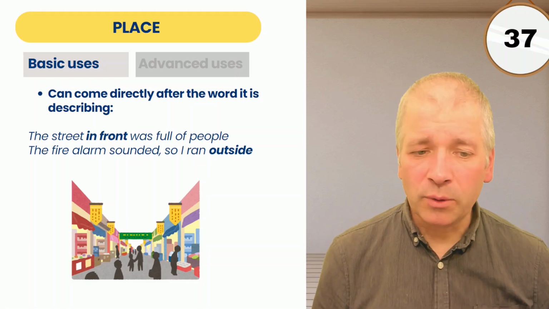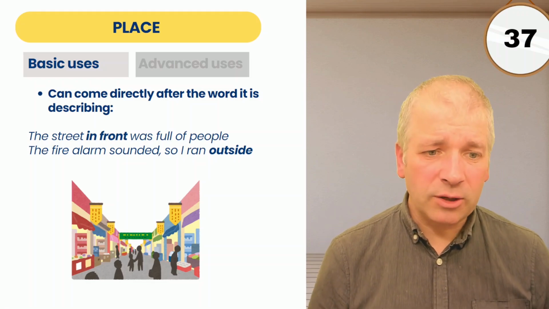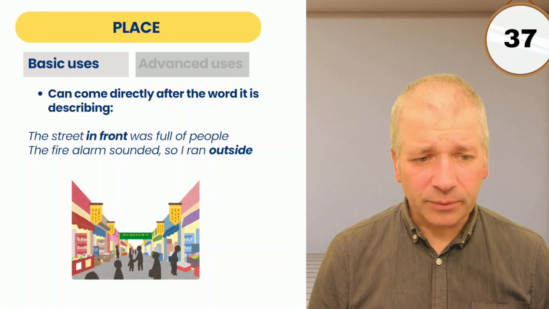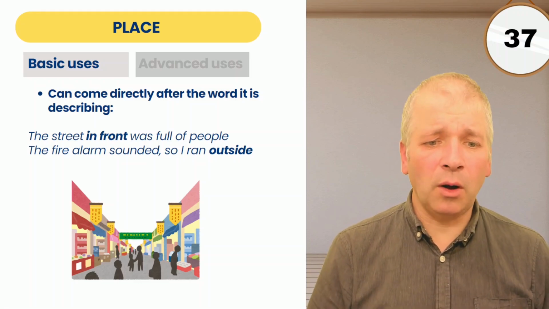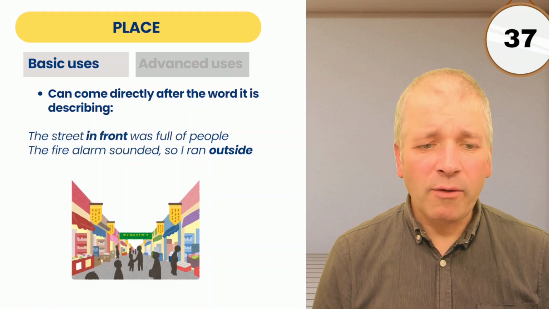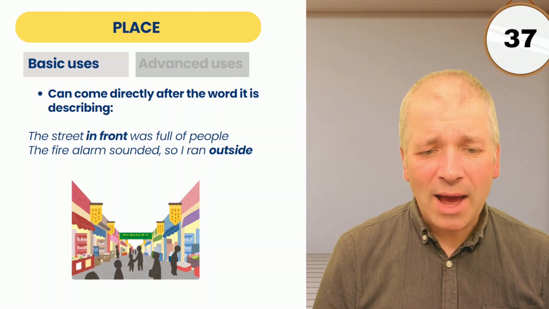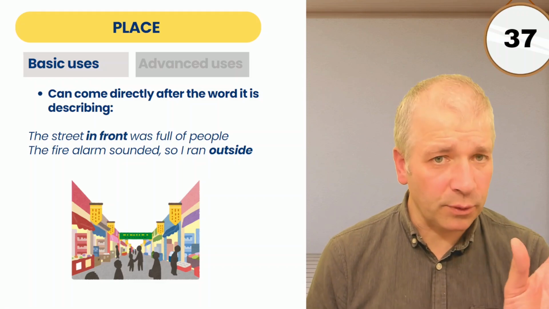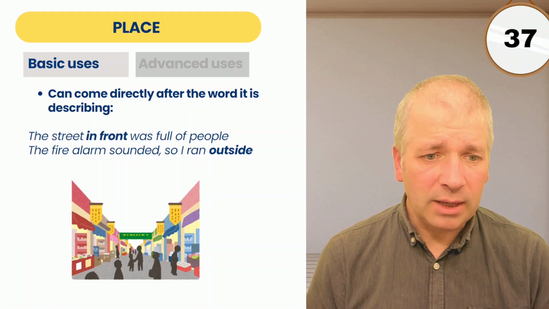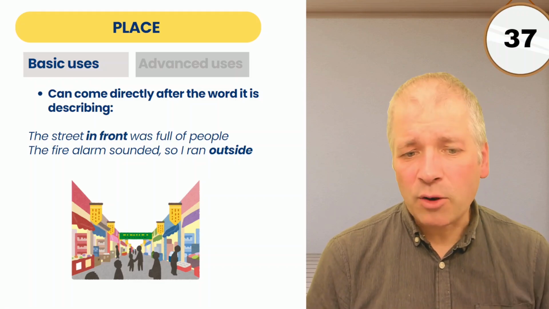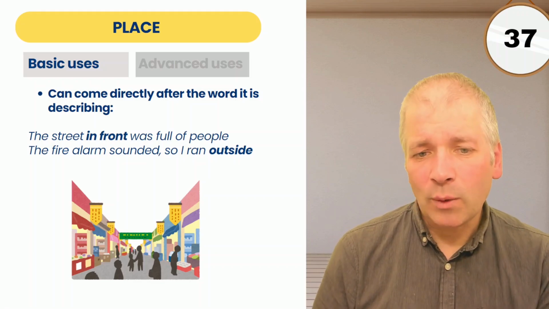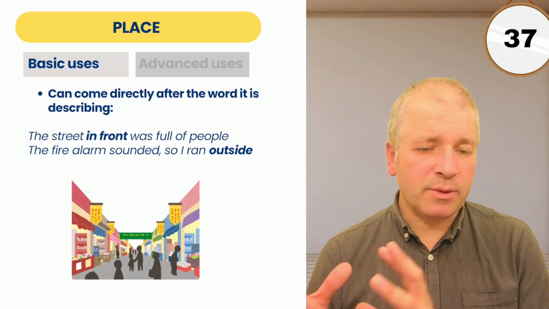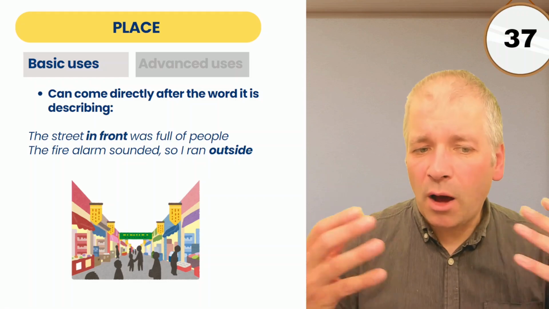Here's a street with people, so I could use some adverbs in this way. The street in front was full of people. The fire alarm sounded, so I ran outside. So in front describes the street, so it comes afterwards. And I ran outside. Well, outside describes ran, so outside here describes the verb, it comes afterwards.